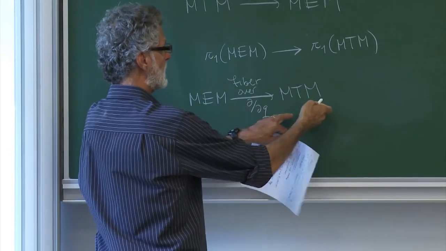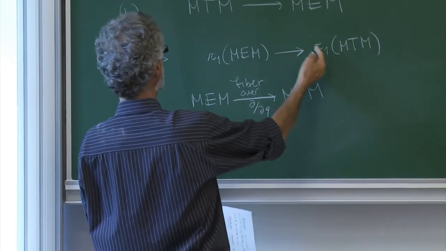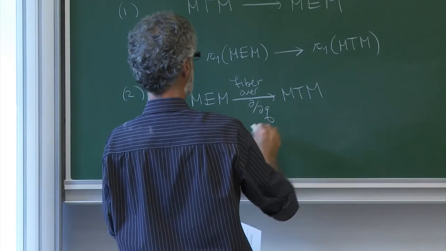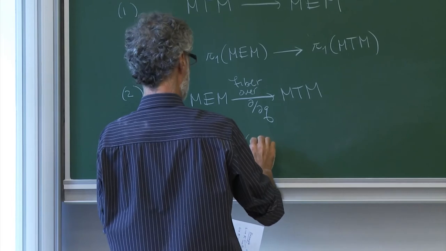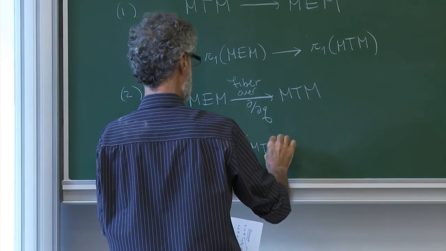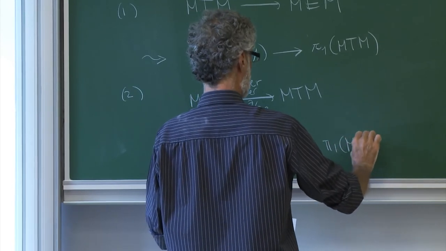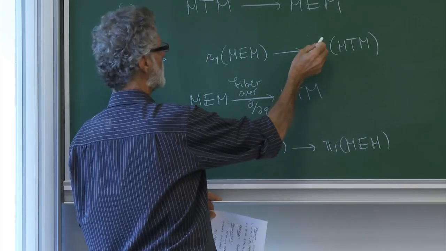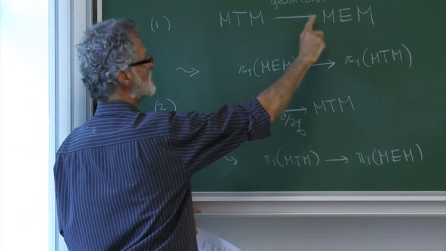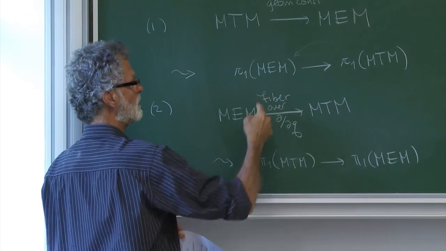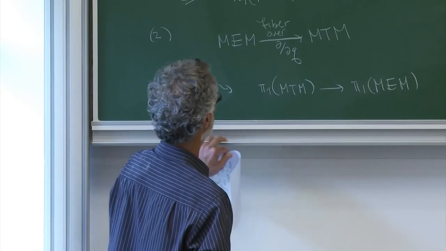So you just forget everything else and take the mixed Tate motive, and this is going to give us a splitting of this guy here. This will give us pi 1 of mixed Tate motives into pi 1 of mixed elliptic motives. And if you think about it, it's clearly a splitting of this, because if you take a geometrically constant mixed elliptic motive, its fiber over the base point is the same as its fiber everywhere.